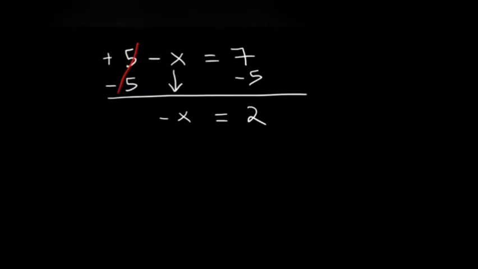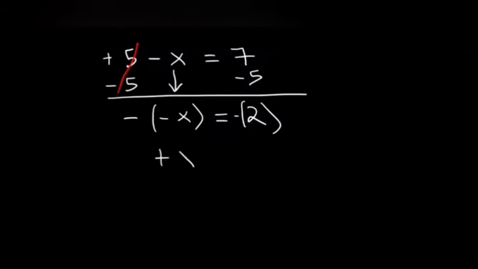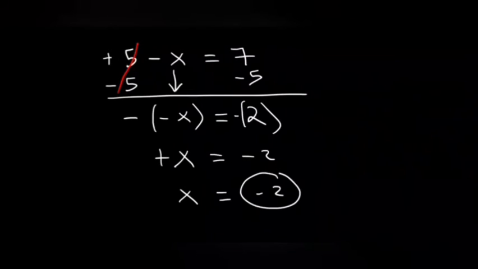Now, to remove the minus, you multiply both sides by a negative. You multiply both sides by a negative. So negative times negative gives you plus x equal to minus 2. So x is equal to minus 2. Simple as that.